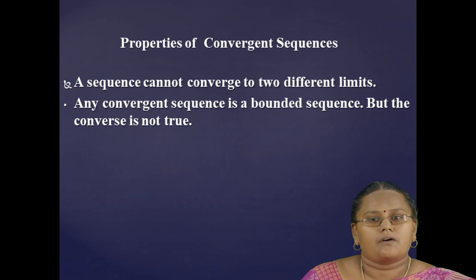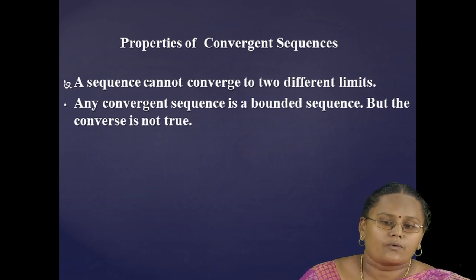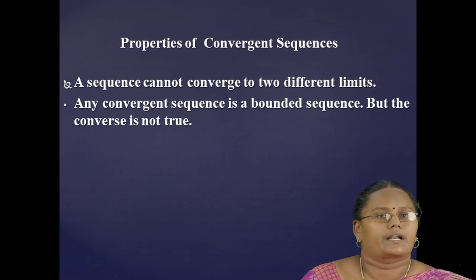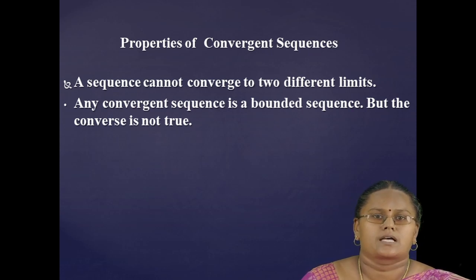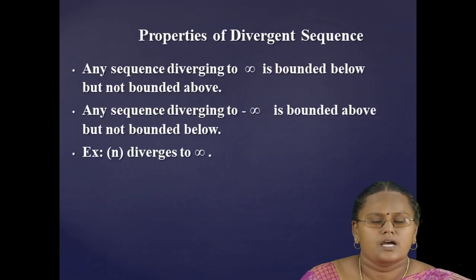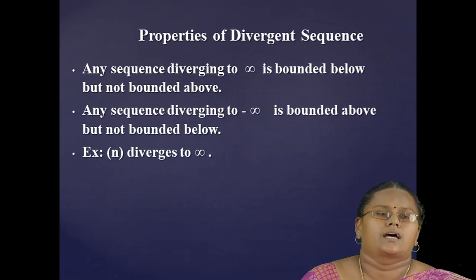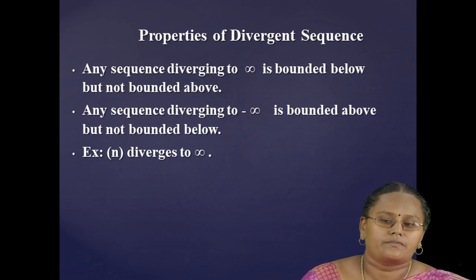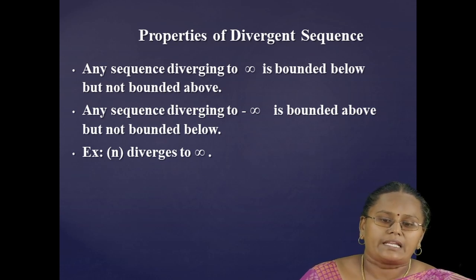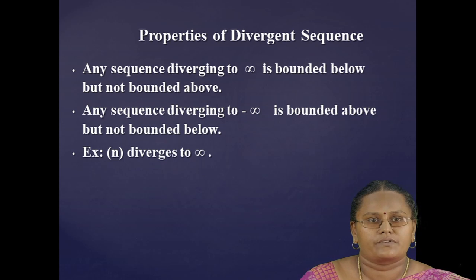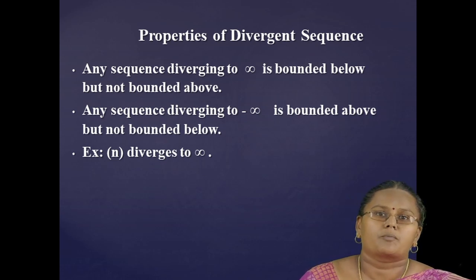Next, properties of convergent sequences. A sequence cannot converge to two different limits. Next, any convergent sequence is a bounded sequence, but any bounded sequence is not necessarily a convergent sequence. Next, properties of divergent sequences. Any sequence diverging to infinity is bounded below but not bounded above. Next, any sequence diverging to minus infinity is bounded above but not bounded below. For example, the sequence n diverges to plus infinity.